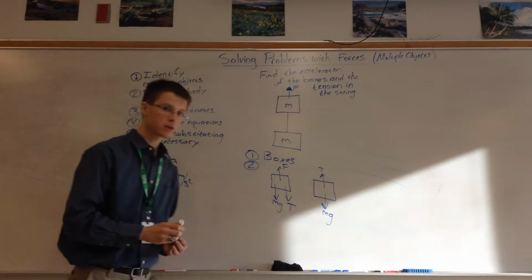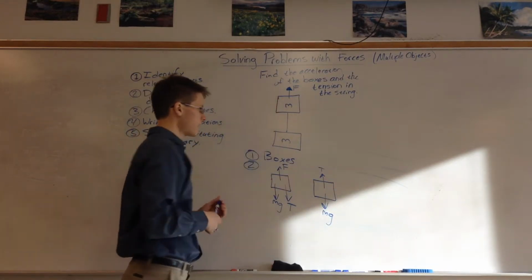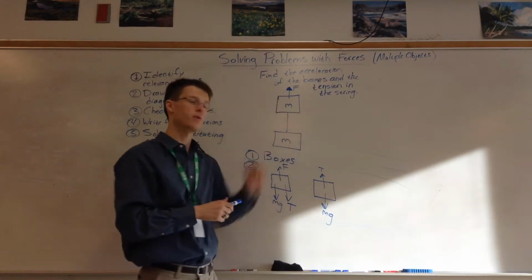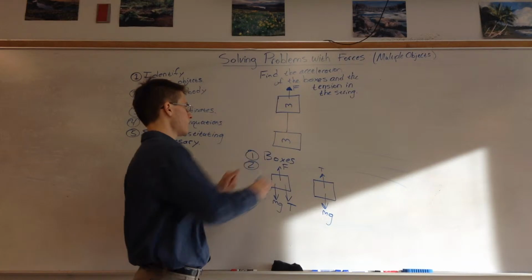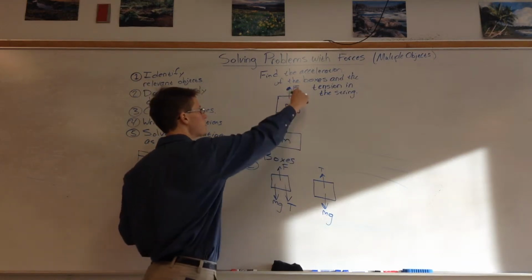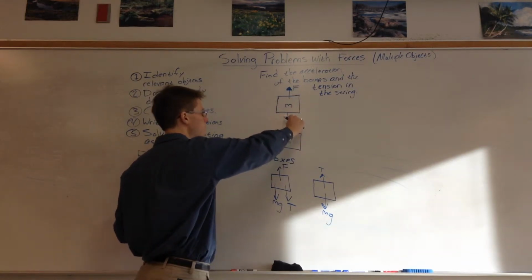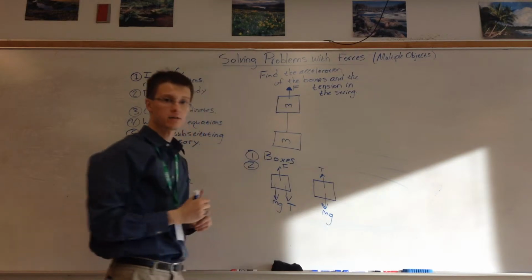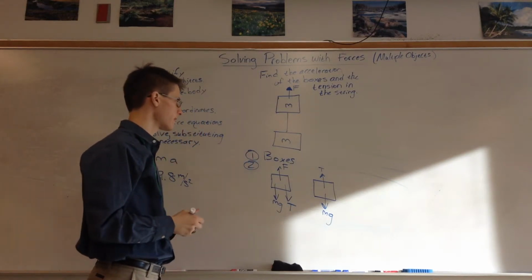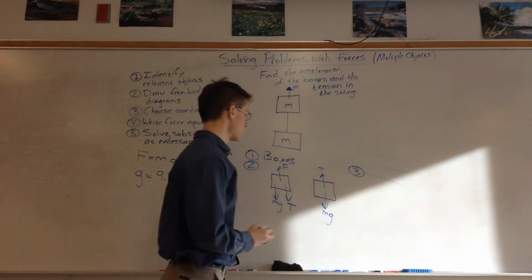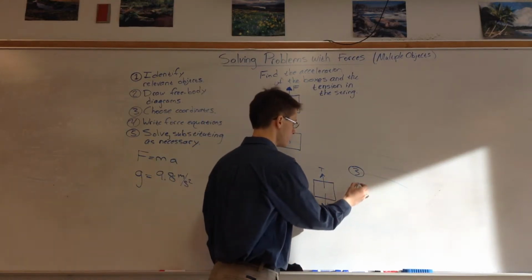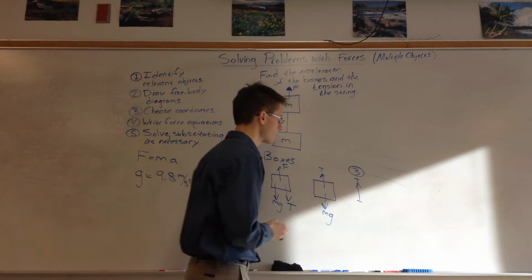You do not have to include F on this diagram. Tension accounts for the force that you're pulling up with. So all you're going to do is look at this: what force does it feel? Tension and gravity. This one: force, tension down, and gravity down. And that's it. Those are my free body diagrams. Step 3, I'm going to choose my coordinates. Let's say up is positive and down is negative.